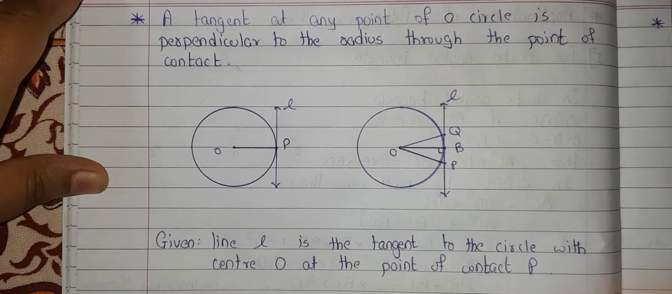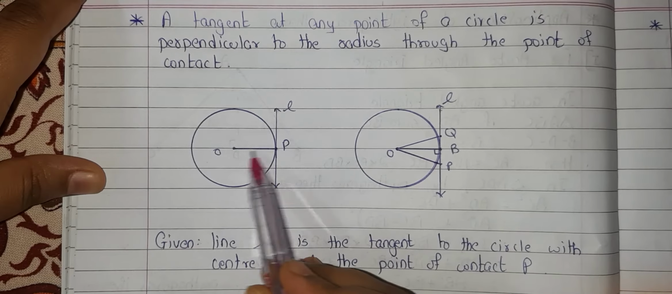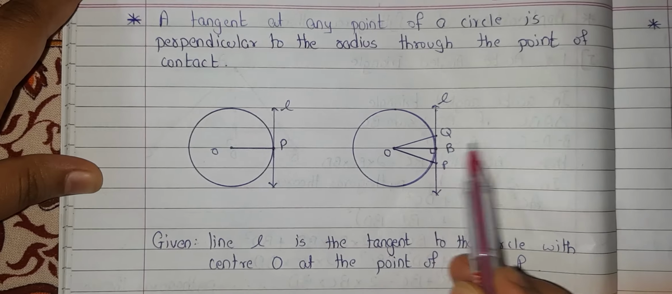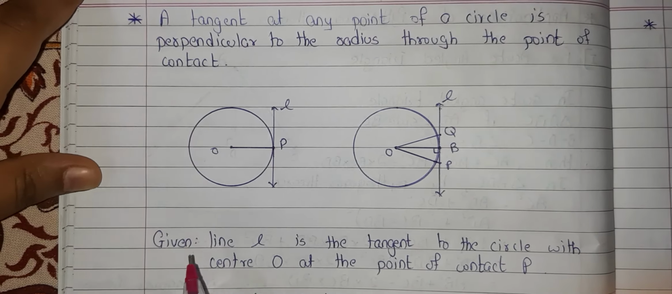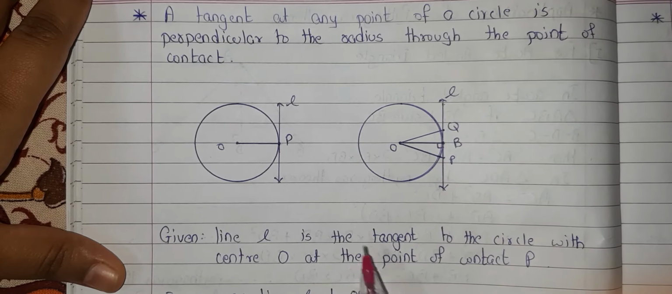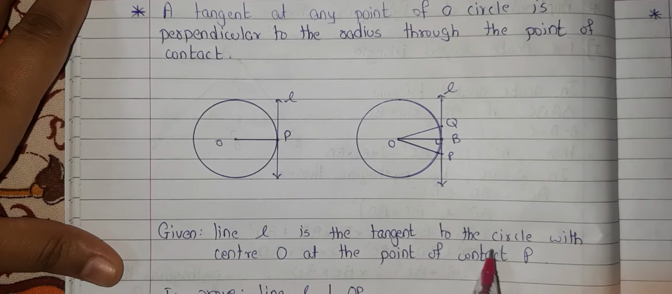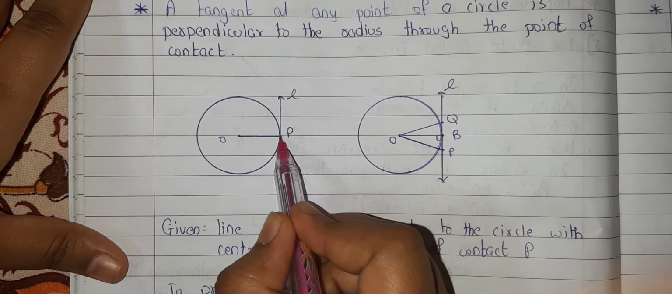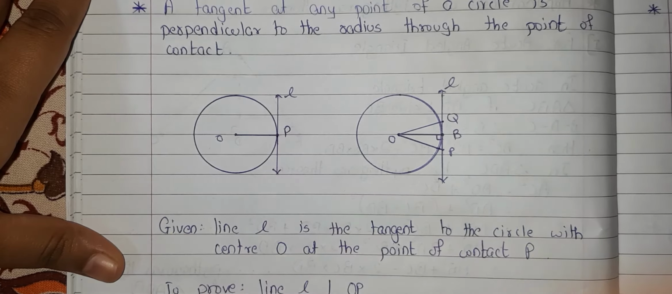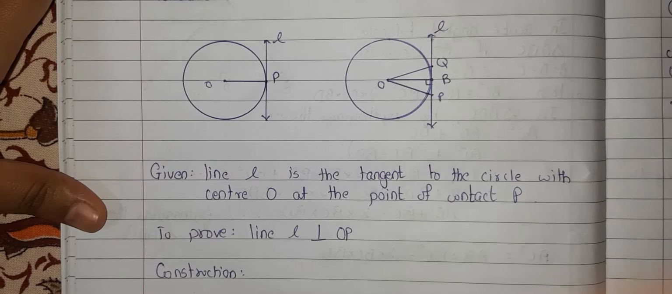To prove this, we will initially consider that OP is not perpendicular to line L, and we will do some construction work. So first we will write what is given. I have taken a line L which is tangent to a circle with center O at point of contact P. So point P is lying on the line as well as on the circle. To prove: line L is perpendicular to OP.